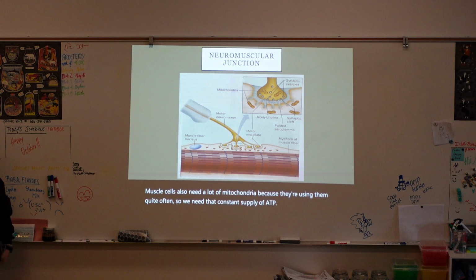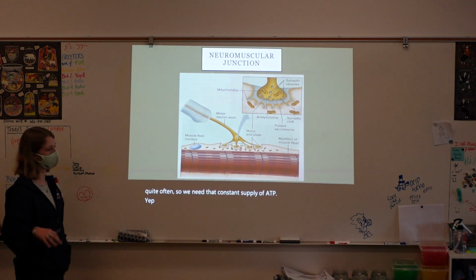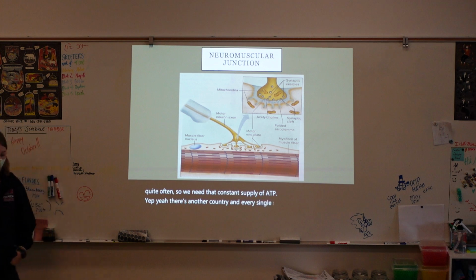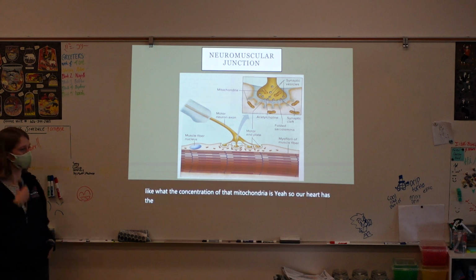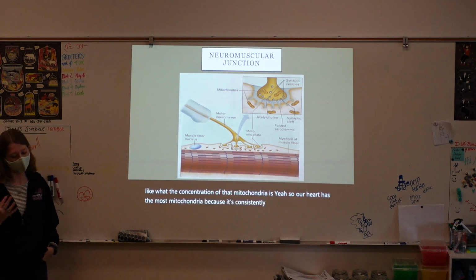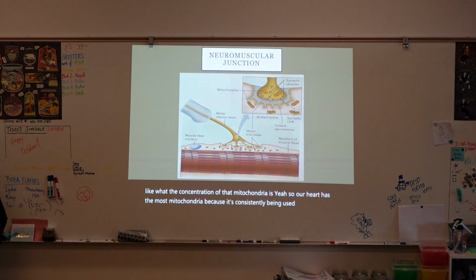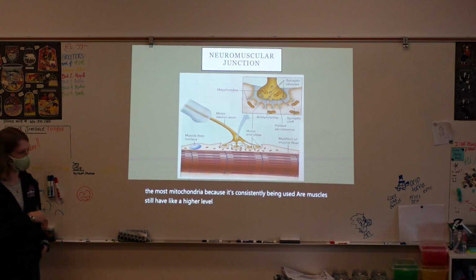Wait, isn't there mitochondria in the heart as well? Yep. There's mitochondria in every single cell. It just matters what the concentration of that mitochondria is. Our heart has the most mitochondria because it's consistently being used. Our muscles still have a higher level, but it's not nearly as much as our cardiac muscle.